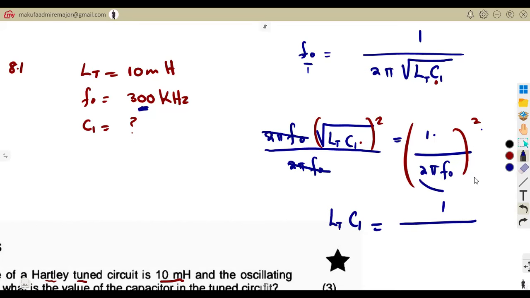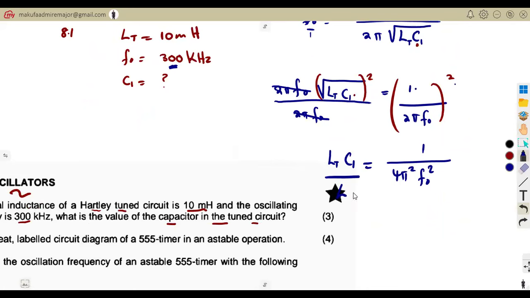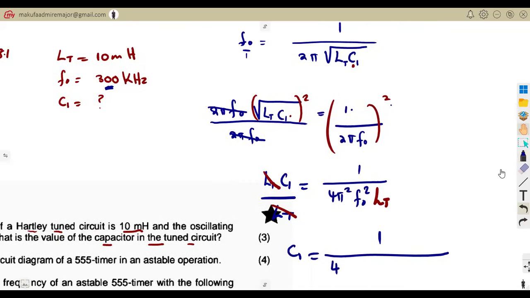That's 1. 2 raised to the power of 2 is 4. Pi to the power of 2 is pi squared. F to the power of 2 is f squared. Everything is raised to the power of 2. From there, we can determine our capacitance value by dividing by LT. If there's already a fraction here, you simply divide it here, that will be your LT, so that this can cancel. So that's your C1, guys, which is equal to 1 over 4 pi squared f squared LT. So you have to substitute everything there.